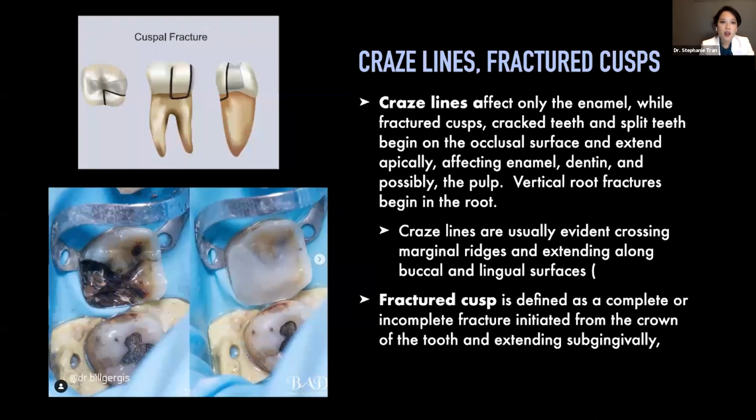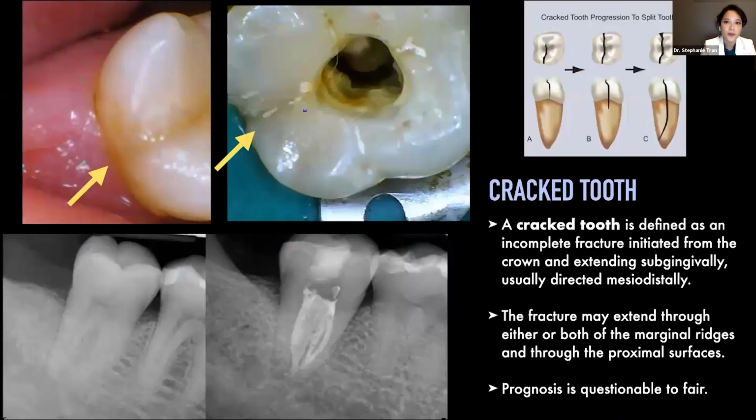Craze lines can be on marginal ridges. They can extend along buccal and lingual surfaces as well. And they generally are much more shallow, so there's often not necessarily pulpal involvement, but there can be depending on how deep they are. A fractured cusp, however, is a complete or incomplete fracture of the cusp itself. It starts from the coronal and then extends subgingivally, so oftentimes it loses the entire wall of the coronal part.